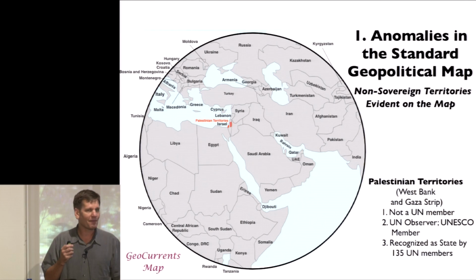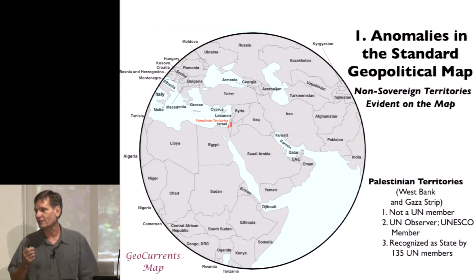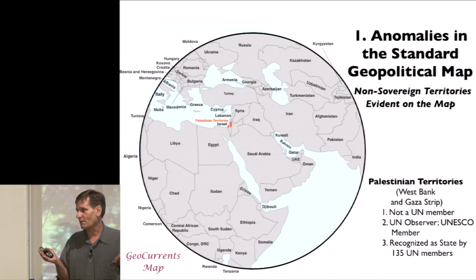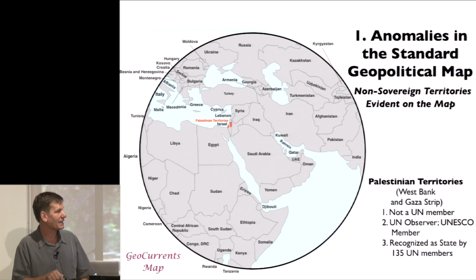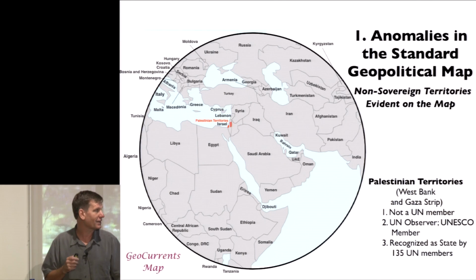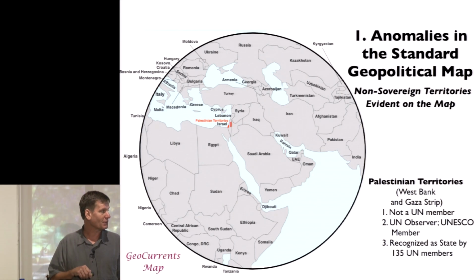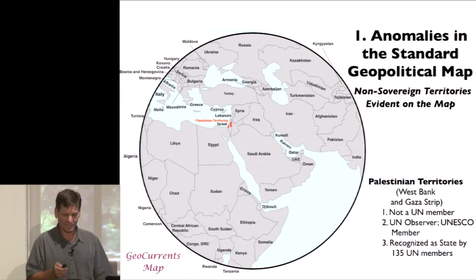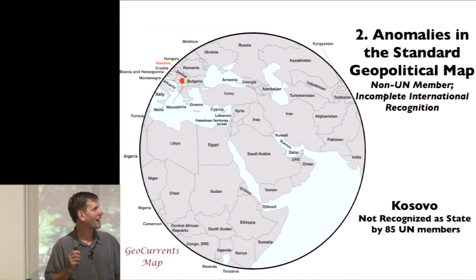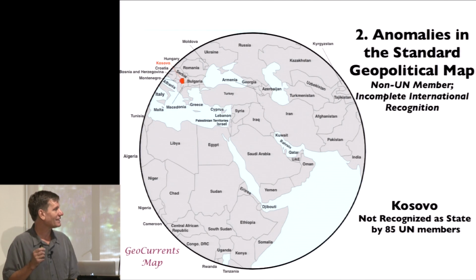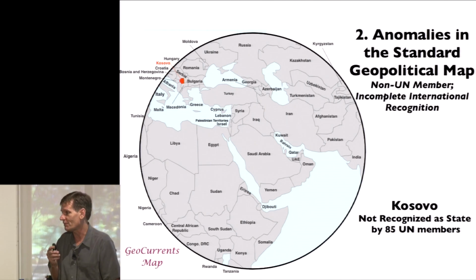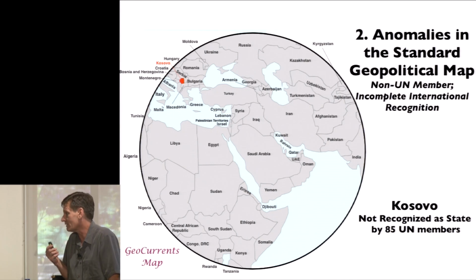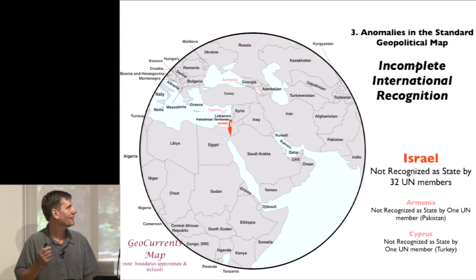So first of all, we have non-sovereign territories. Here are the Palestinian territories. They are an ambiguity. What exactly are they? It's recognized as a state by 135 UN members. It's a UN observer, a UNESCO member, but it's not a UN member. It's not a sovereign state. That's just the beginning. How about Kosovo? It's declared itself independent. It's not a member of the UN, and it's recognized as a state by fewer countries than recognize the Palestinian territories.